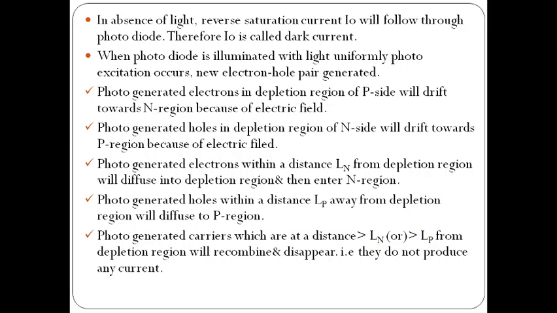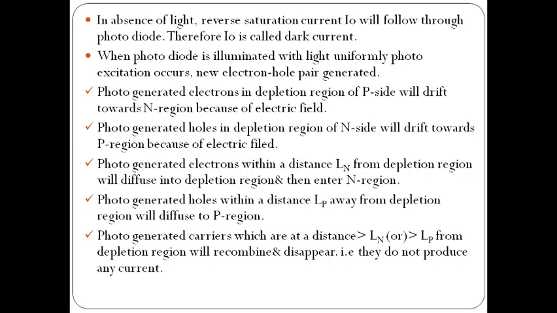Similarly, photo-generated holes within a distance of Lp. A photo-generated hole generated within a distance of Lp from the depletion region will diffuse to the p region. So we can say the current is due to drift and diffusion, with diffusion lengths Ln and Lp. Current is due to the drift process and the diffusion process. Even in reverse bias we have both drift and diffusion.